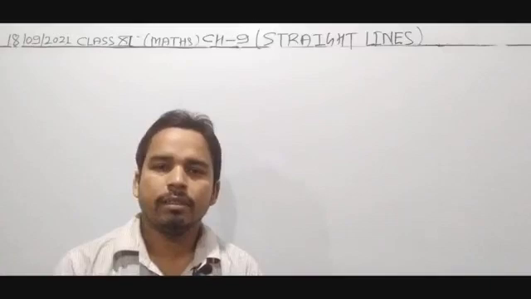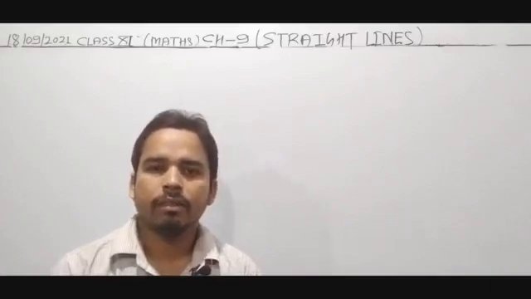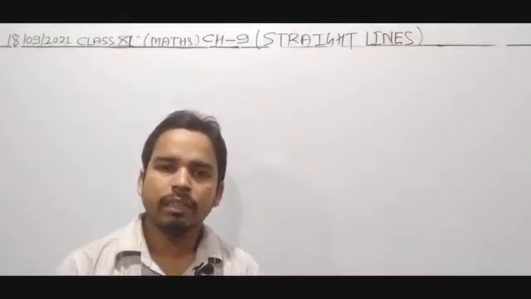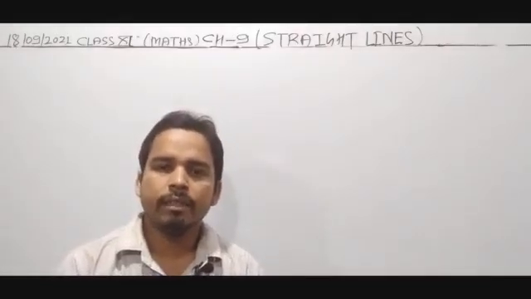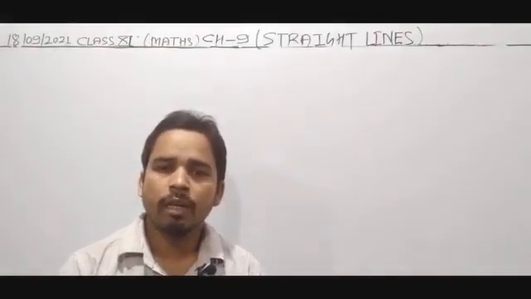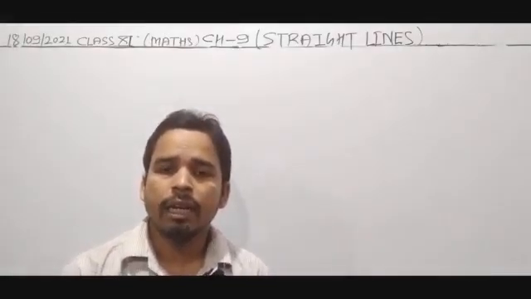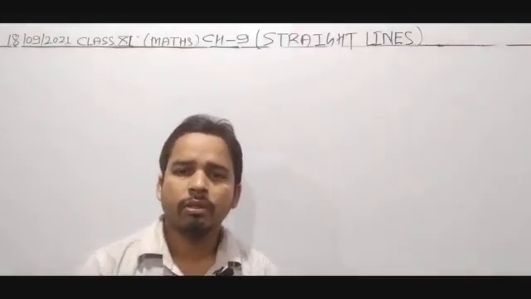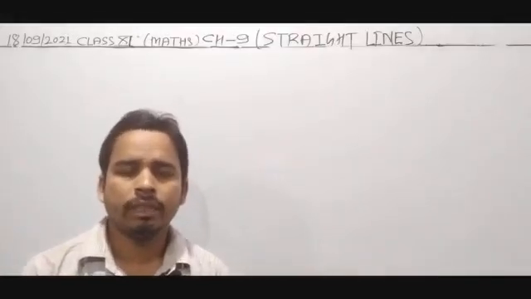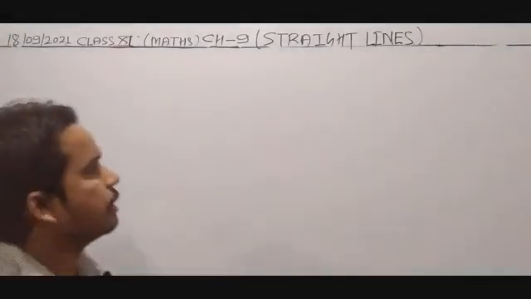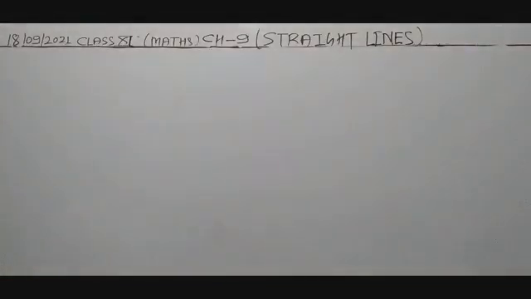Today I will start the second lecture of the chapter straight line. In the previous lecture I discussed sequence and series, and I completed the topics related to straight line in the first lecture: area of triangles, distance formula, section formula, internal division formula and midpoint formula, and collinear points are also completed. Now in today's lecture I will discuss slope of a line.